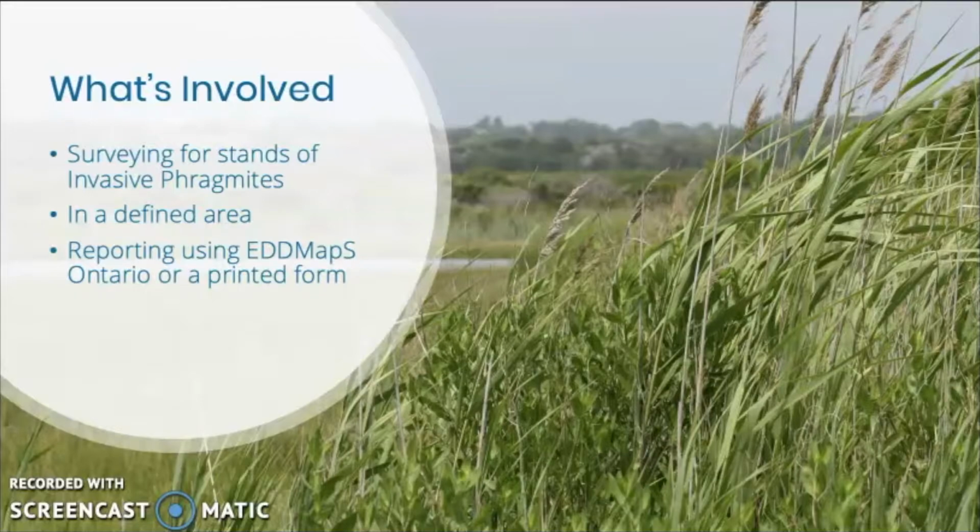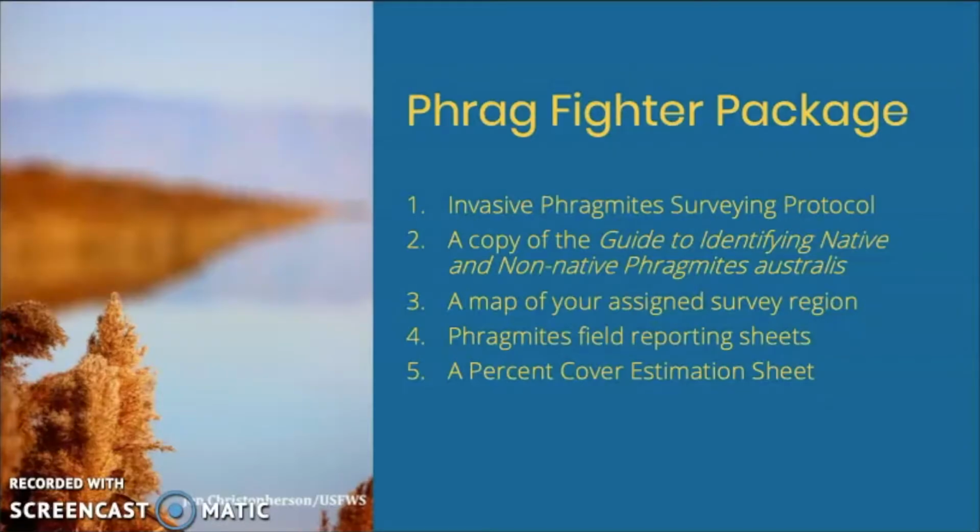And then part 2 of the Phragmites surveying procedure is reporting the stands that you find. And you can either do that again through the EdMaps Ontario app or through a printed form. So when you register as a frag fighter, you will be emailed a package that includes the 5 following things.